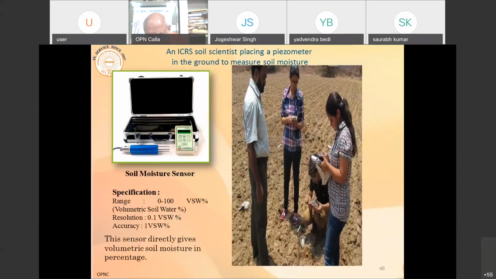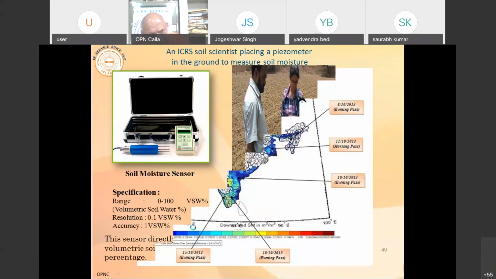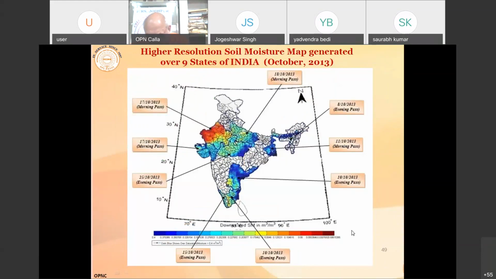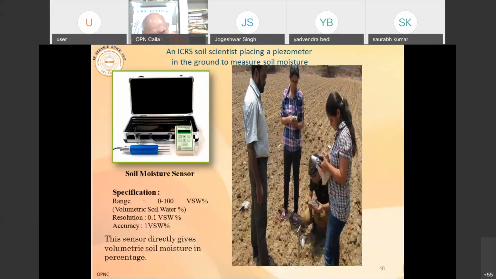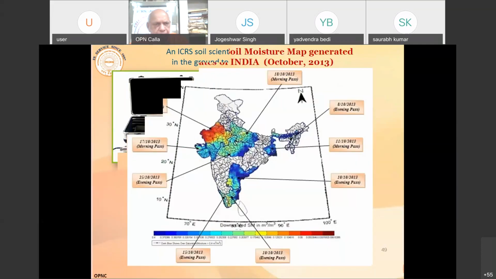Then this is the volumetric soil moisture meter, as I mentioned. My colleagues are there, and these people are trainees. They are learning how to make measurements with the volumetric soil moisture meter. Then, using all this data that I have already talked to you about, we generate the soil moisture maps.